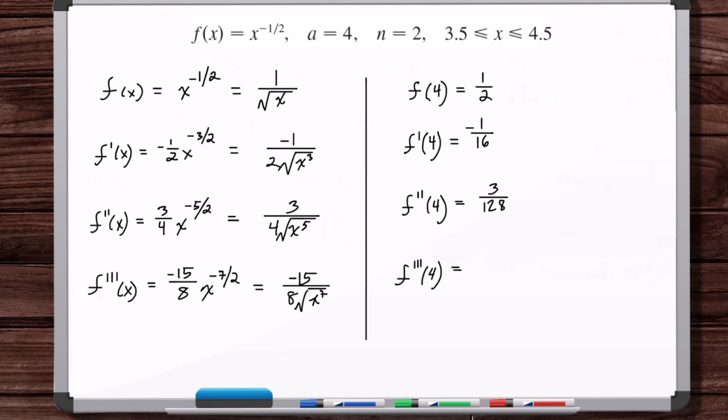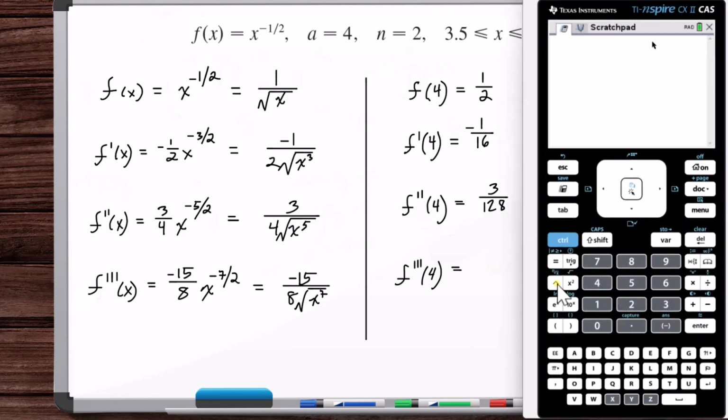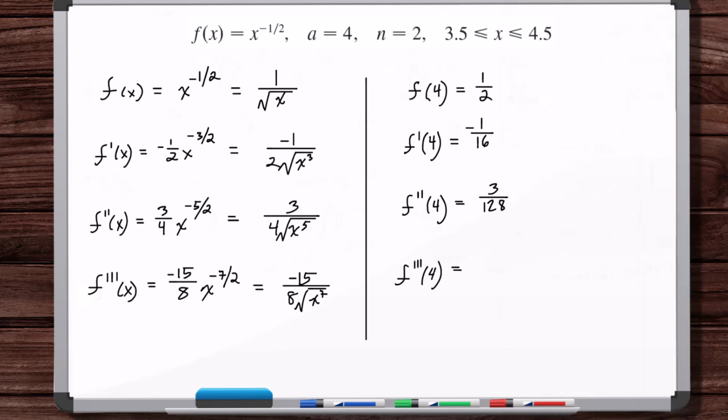Let's go ahead and plug this in just to make sure. So 4 to the 5th, 128, 3 divided by that. Okay, so now 4 to the 7th, 128 times 8, minus 15 divided by that, minus 15 over 1024.